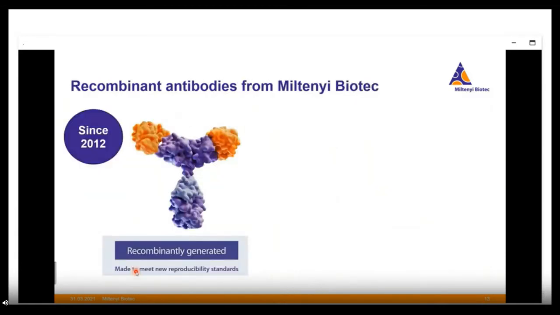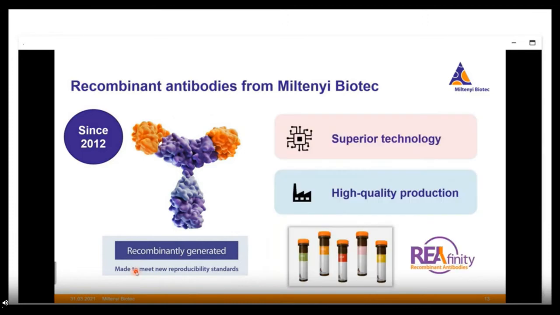Now, since 2012, we are offering our recombinantly generated antibody that we call Re-Affinity antibody. This antibody offers superior technology as well as high quality production. And in the next slide, I will shortly outline some of the key benefits that come along with this technology.